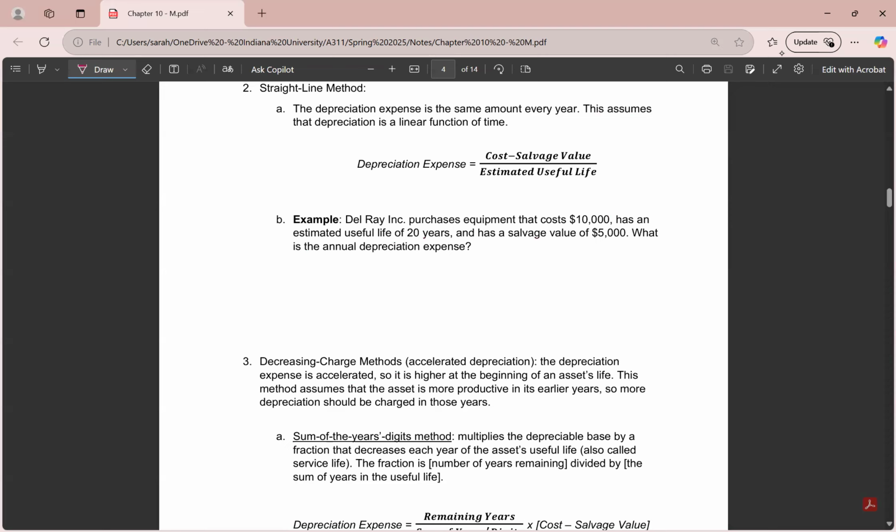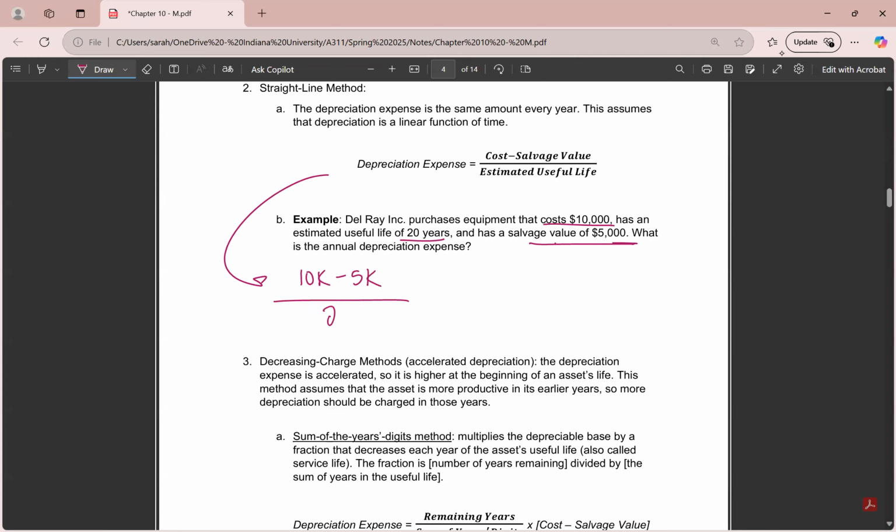So with Delray Incorporated, they purchase equipment that costs 10,000, has an estimated useful life of 20 years, and a salvage of 5,000. So what is the annual depreciation expense? Following that formula, we take our cost, 10,000, subtract salvage of 5,000, divide by estimated useful life, 20 years, and we get $250 of depreciation expense per year. So that's going to be the amount expensed every single year, year 1, year 2, year 3, until we are done depreciating.